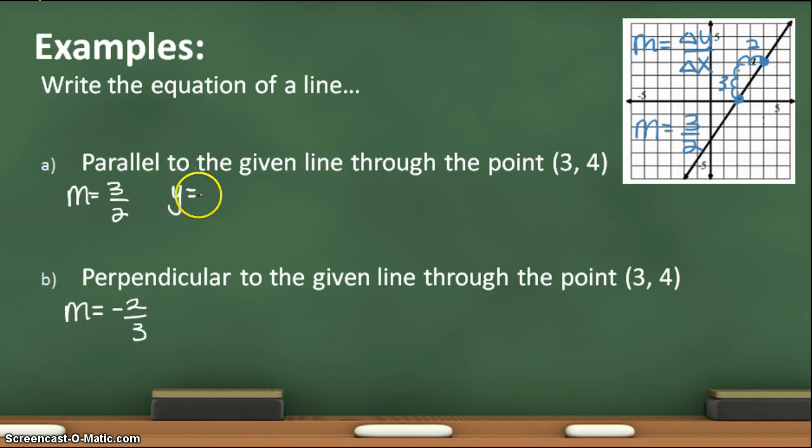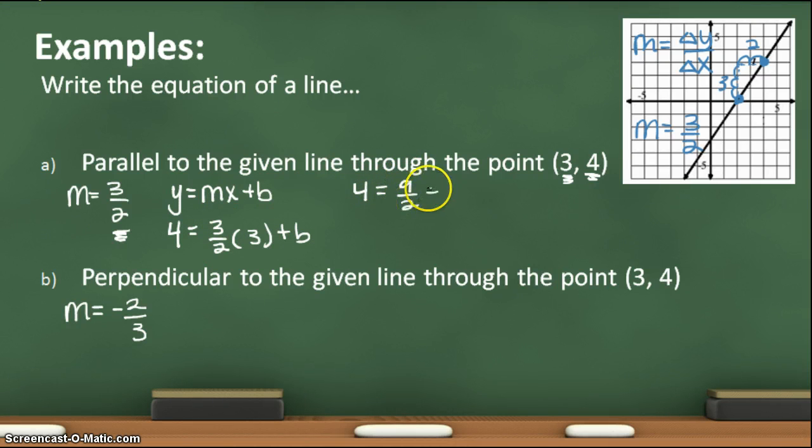So that's y equals mx plus b, and I put in the things that I know. My y value is 4, my slope is 3/2, and my x value is 3, plus b. So I've got to solve for b. That's 4 equals 3/2 times 3, that's 9/2, plus b. I have to subtract 9/2 from 4. And 4 is 8/2 minus 9/2, so b equals negative 1/2.